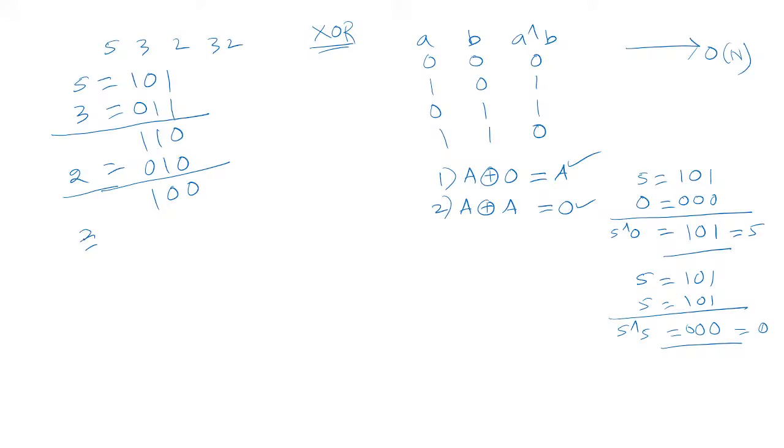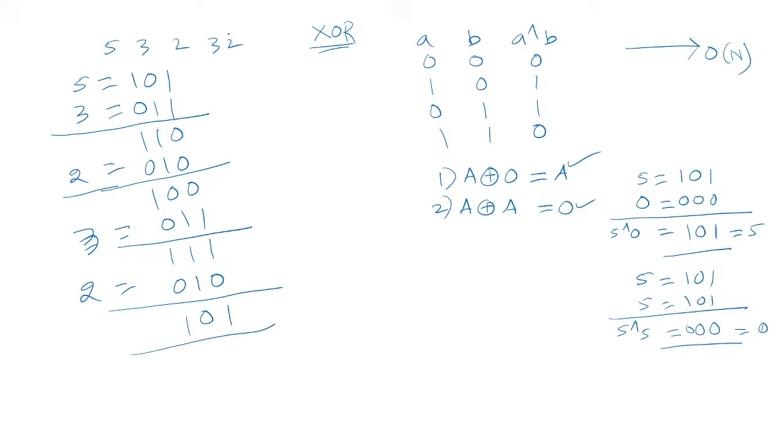3. XOR with the 3. So what is 3 here? 0 1 1. Then what you will get here? Different, different, different. Then XOR with the 2 again. 0 1 0 is the value 2. If you perform XOR, you will get 1 0 1. Now all elements are completed, and the final result is 5, which is nothing but the unique element in the array. If you print the final result, that's it.